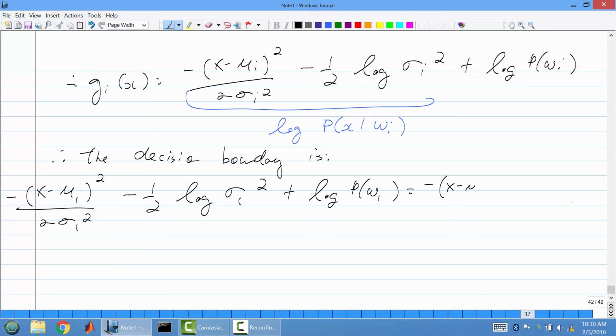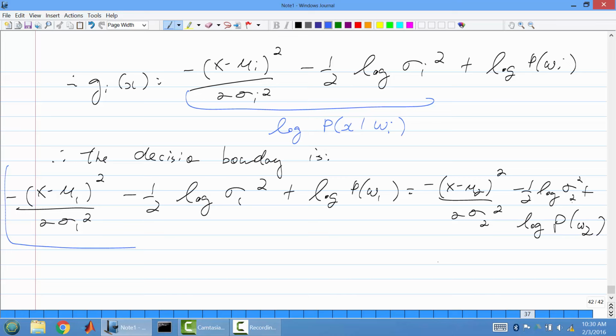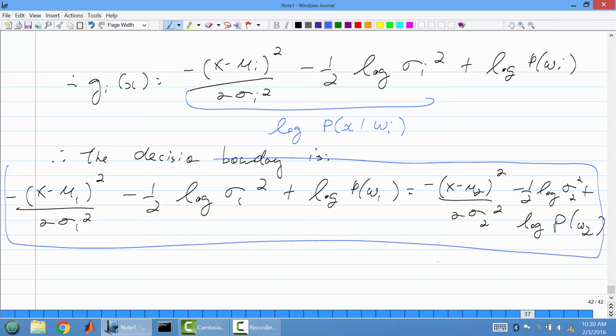And then plus, sorry, log. So this would be the decision boundary. Then all you have to do is solve for this, and then you're done. Let me just make this a little neater. Okay, so that's how you solve for the decision boundary.